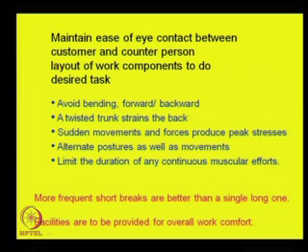Maintain ease of eye contact between customer and counter person, and lay out work components to do the desired task. Avoid bending; these things need to be considered. Avoid bending forward and backward, as a twisted trunk strains the back, and sudden movements and forces produce peak stress. Alternate postures as well as movements, and limit the duration of any continuous muscular effort. More frequent short breaks are better than a single long one. Facilities are to be provided for overall work comfort.